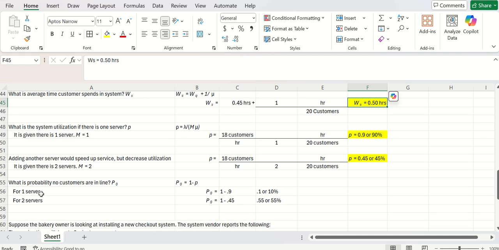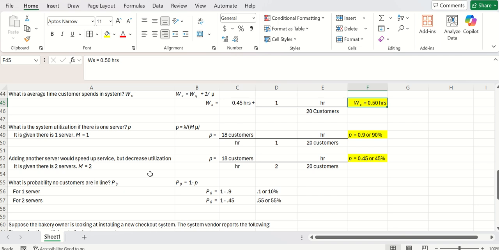So once again, what's the probability here that there are going to be no customers in the line? Now this is what we were just touching on. If we have a utilization of 0.9, that means 90% of the time the server is busy. So the time when there's going to be no customers in line is 1 minus that. So 10% of the time they would be idle, right? If we have 2 servers, 55% of the time they would be idle.